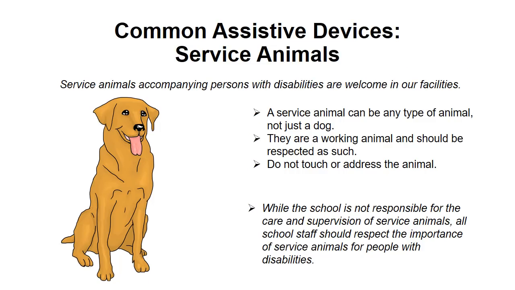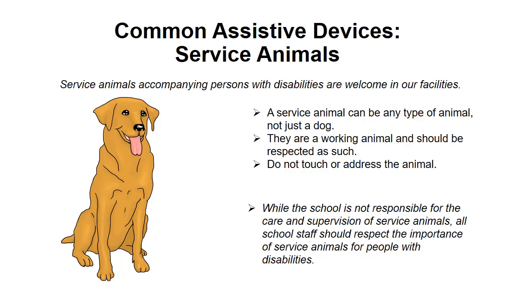Common assistive devices such as service animals. Service animals accompanying persons with disabilities are welcome in our facilities. A service animal can be any type of animal, not just a dog. They are a working animal and should be respected as such. Do not touch or address the animal.